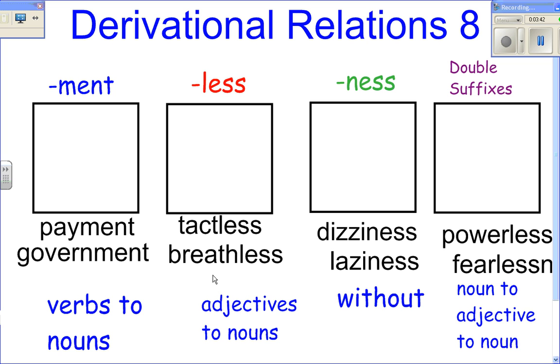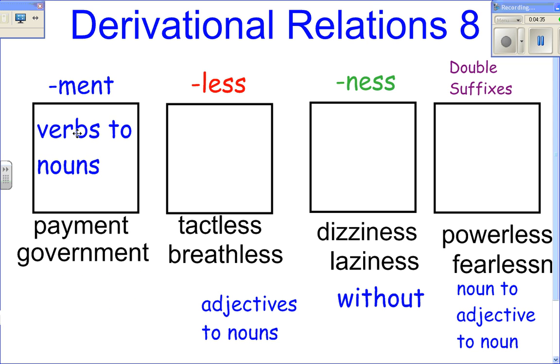So let's look at our first category, payment and government. So our root word here is pay. Well, is pay a verb, a noun, or an adjective? Hopefully you're thinking about to pay someone would be a verb because you are doing something. You are paying someone. So we are taking pay, which is a verb, and changing it to payment. So think about what payment means. Payment is when you pay someone something, what you have paid them is the payment. So that is a thing, which is a noun. So you have changed pay, a verb, to payment, a noun. So adding ment to the end of a word changes a verb to a noun.